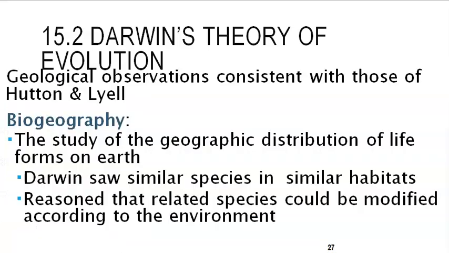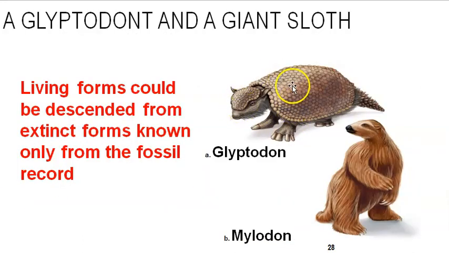Good beard. All right, so some of Darwin's theories of evolution, geological observations, consistent with those of Putnam and Lyell. See, these guys again believed that the Earth was really old. And so biogeography is the study of geographic distribution of life forms. And so Darwin, I would highlight this in your notes. Darwin saw similar species in similar habitats, okay? Similar climates. And so related species could be modified according to what's driving the change, the environment. He saw also the glyptodont, this massive ancestor of armadillos, possibly. Living forms could be descended from extinct forms known only through the fossil record.